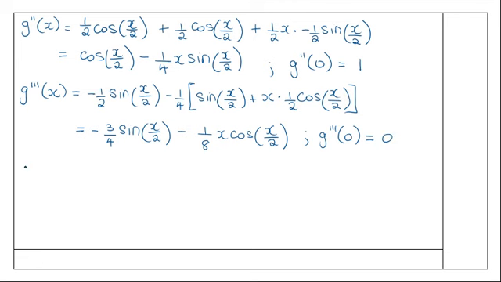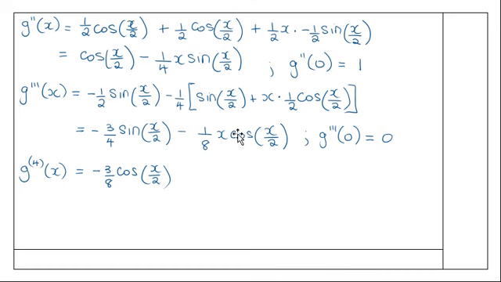Now we're going to do the fourth and last derivative, because we're going up to the x to the fourth term, which means we need to go up to and not beyond the fourth derivative. So we're going to differentiate this. That is going to give me, using the chain rule, negative 3/8 cos of x over 2. Because we differentiate this, we get half times this. Differentiate the sine, we get cos.